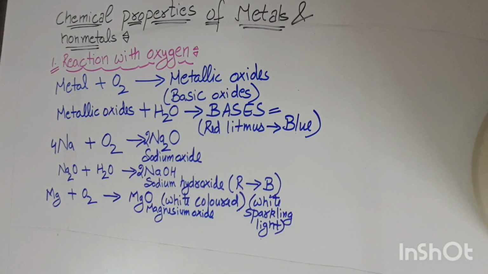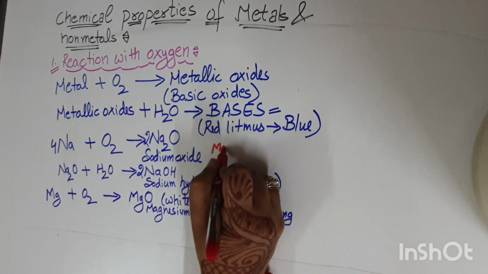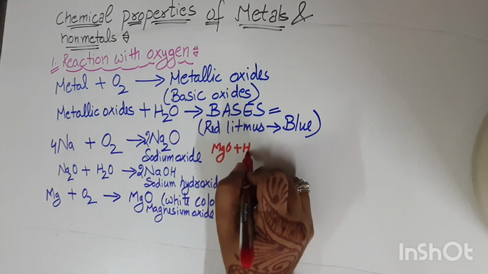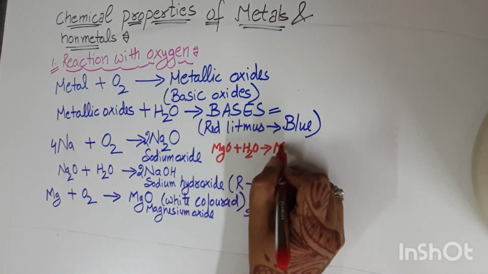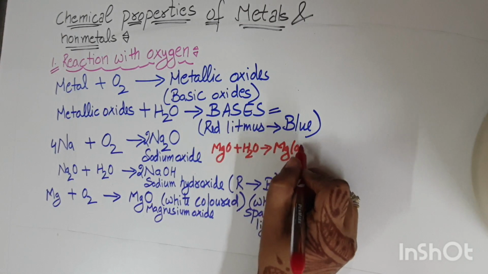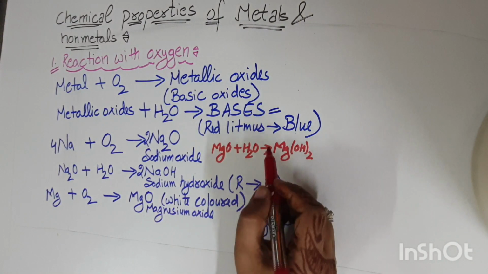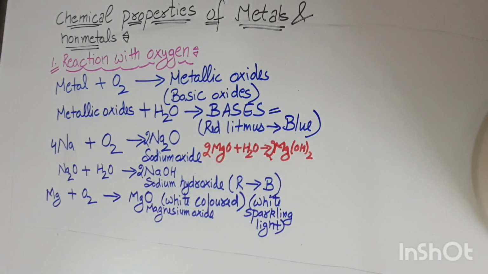Now how will we prove that this magnesium oxide is also a basic oxide? We will use this magnesium oxide, the white color powder. We will put it in the water and it will form magnesium hydroxide. This will also turn red litmus to blue. To balance this reaction, we have to put 2 over here and 2 here. So the reaction is balanced.